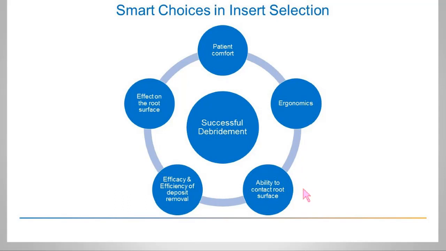And the ability to contact the root surface affects successful debridement. Efficacy and efficiency of deposit removal affects successful debridement. And what effects are we having on the root surface itself? And finally, how comfortable is our patient during the procedure? So smart choices in insert selection affect successful debridement. Now we're going to take a look at my chosen inserts and the general techniques that I would adopt.